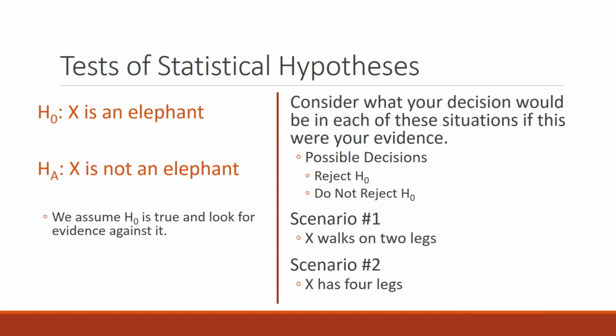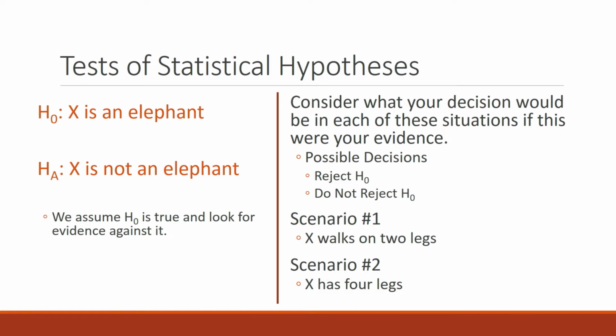Generally, we assume the null hypothesis is true, and then we look for evidence against it. So the two possible decisions you're going to have in this case is that we're going to reject the null hypothesis or we're not going to reject the null hypothesis.